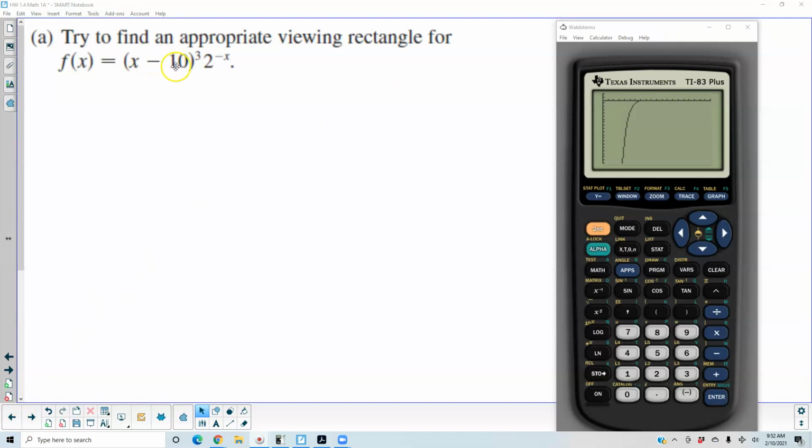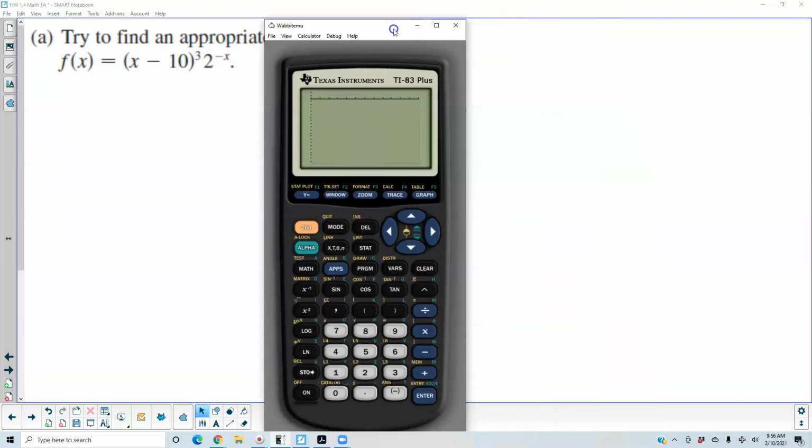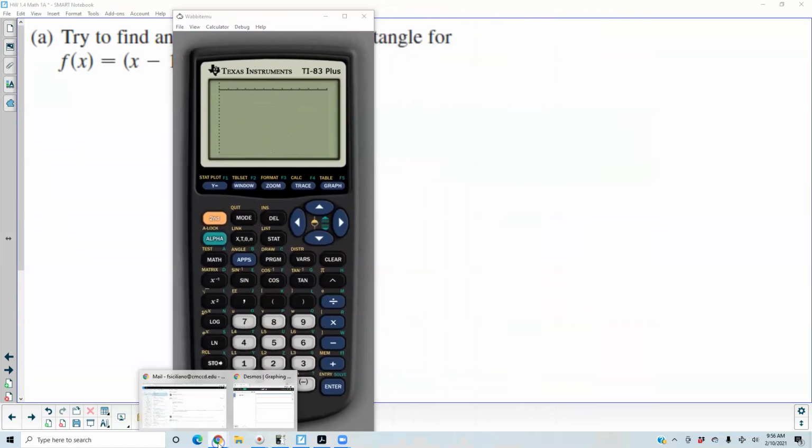Now let's change the window rectangle to see if we can see a better picture. If we take a look at x minus 10, we might want to change our x viewing rectangle, the x min to x max. If we set this equal to 0, this would add 10 to both sides. So if we put in the x min to be between 8 and 20, let's take a look at what that graph would look like. When we graph, we can see that the line is right on the x-axis.